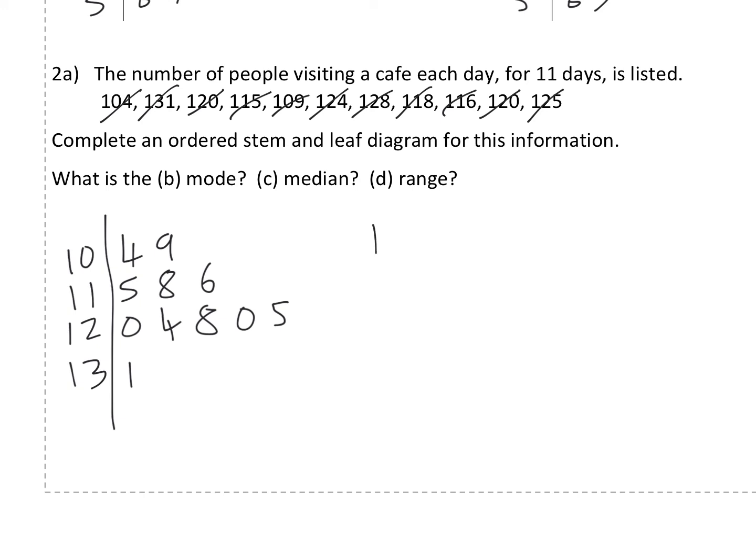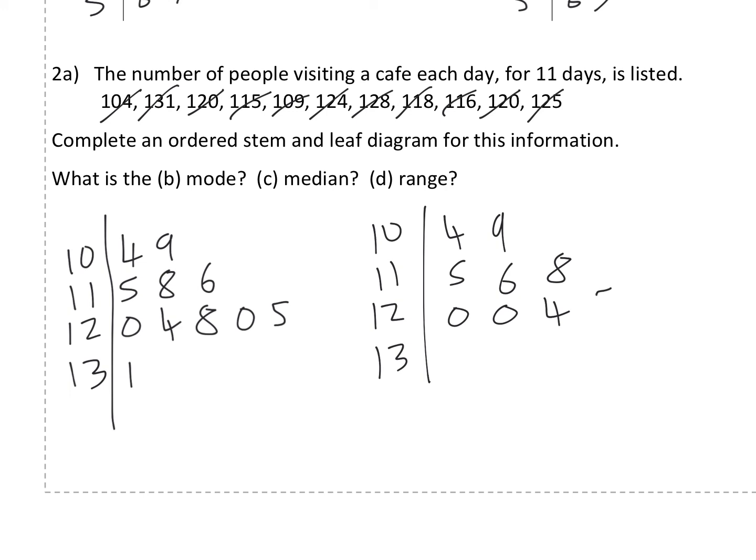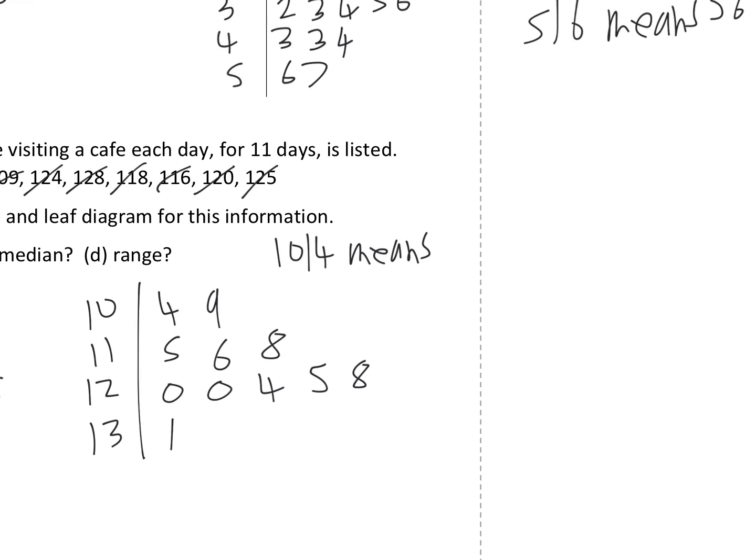Then we reorder that. So 10, 11, 12, 13, and we go again. So 4, and 9, 5, 6 and 8, 0, 0, 4, 5, 8 and 1. I was looking for the context there, that's where there's a silence, so the key. And if I put in 104, I would say that that means 104 people.